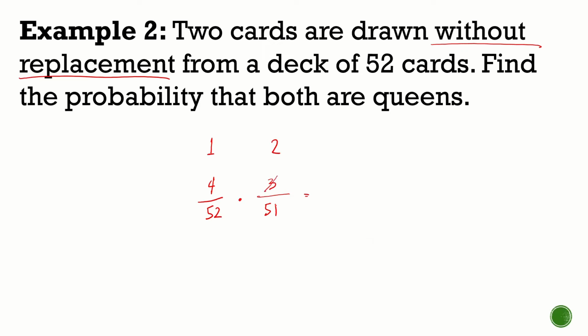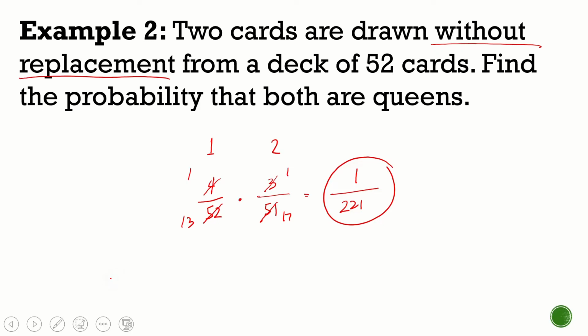I think we can simplify 3 and 51. That gives us 1 over 17. And also, I think we can simplify 4 and 52. That gives us 1 over 13. 1 times 1 is 1. 13 times 17 is 221. That's the answer. All right.